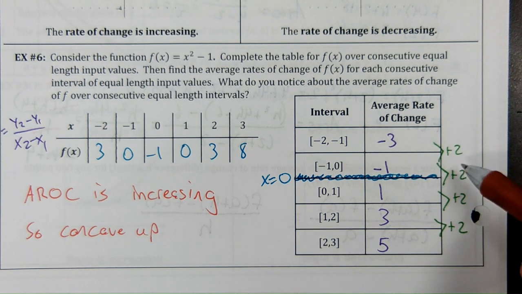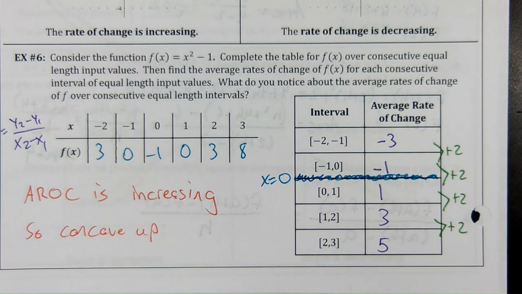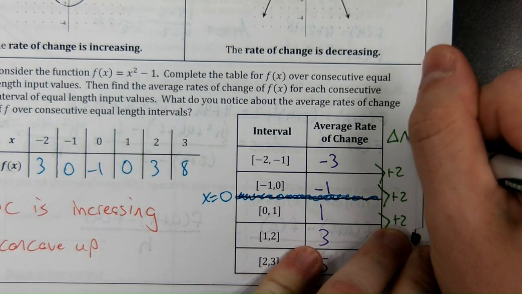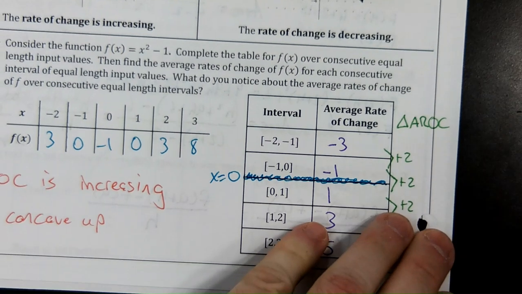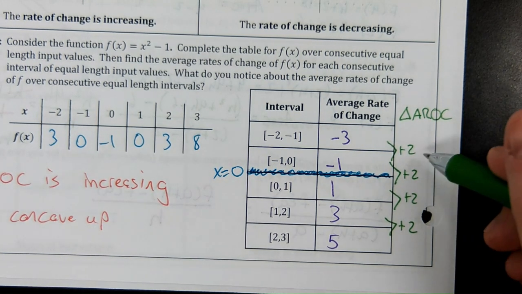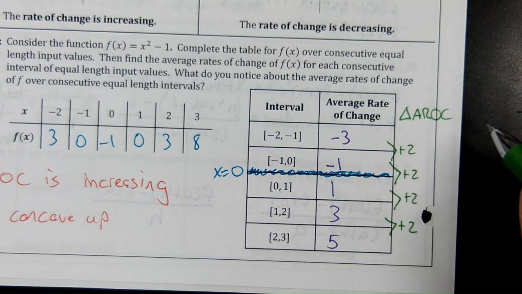If the change, because this is the change in here, let's do it like this. This is delta AROC. Delta stands for change. If the change in the average rate of change is positive, then it's concave up. If the change in the average rate of change is negative, then it's concave down. So yeah, if every one of these numbers was a negative number, then we know we're concave down.